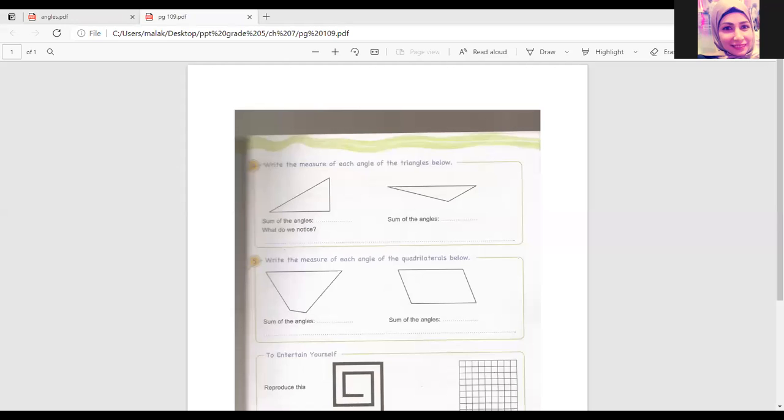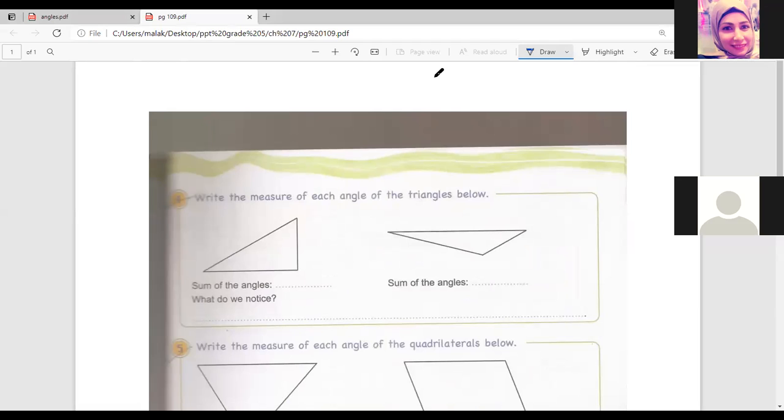Open page 109. Let's do exercise 3 and 4, page 109. Volume 1. Sorry, 4 and 5. Yes, volume 1. Teacher, yesterday, number 4, we didn't know anything. We don't understand anything. Yes, I will repeat again because the internet went off.